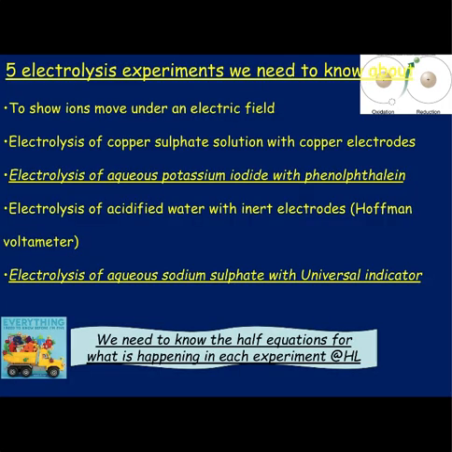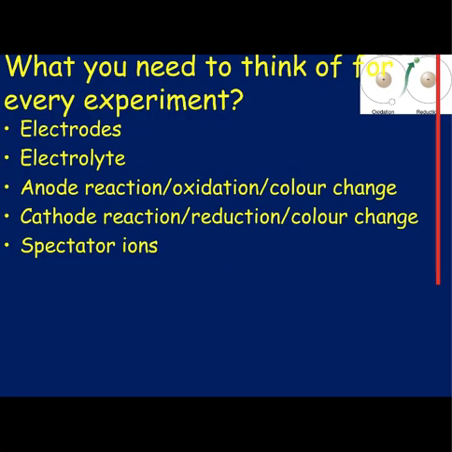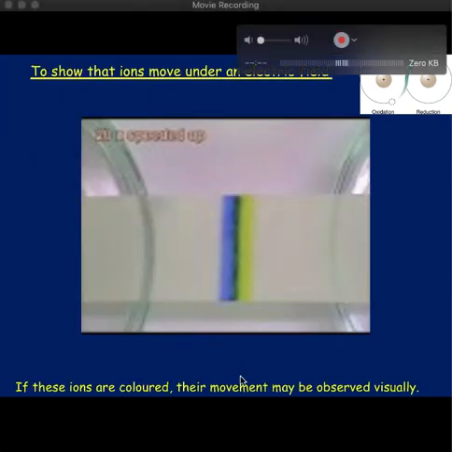Okay, so there's 5 little experiments that you have to know. The 2 that are underlined are higher level. You need to know at higher level the half equations for all these 4. We're only going to have a look at this first little one today just to show the movement of ions under their electric field. It's just to give you an idea what's happening in terms of your cathode and your anode. So if you want to look at page 219 and maybe put this in at the bottom for yourself, you can. But in terms of every experiment, you need to consider what are the electrodes, what's the electrolyte, what's happening at your anode, what's happening at your cathode, and are there spectators present.